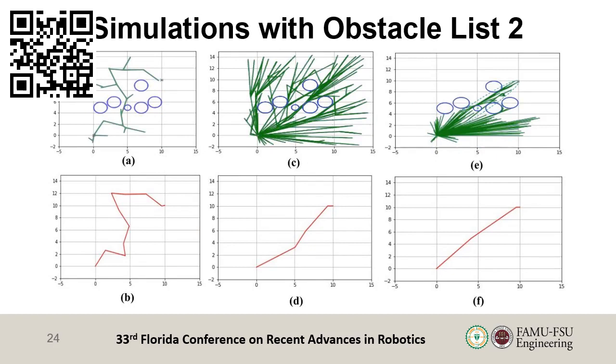Figures E and F correspond to trial 29 for the informed RRT star simulation. Figure E shows that the foci of the search ellipse are the start and goal configurations. The total number of searches is 200, and the number of nodes in the search tree is 182. In addition, Figure F shows the final path generated by the informed RRT star algorithm. There are 4 nodes in this path, and the path length is 14.29.